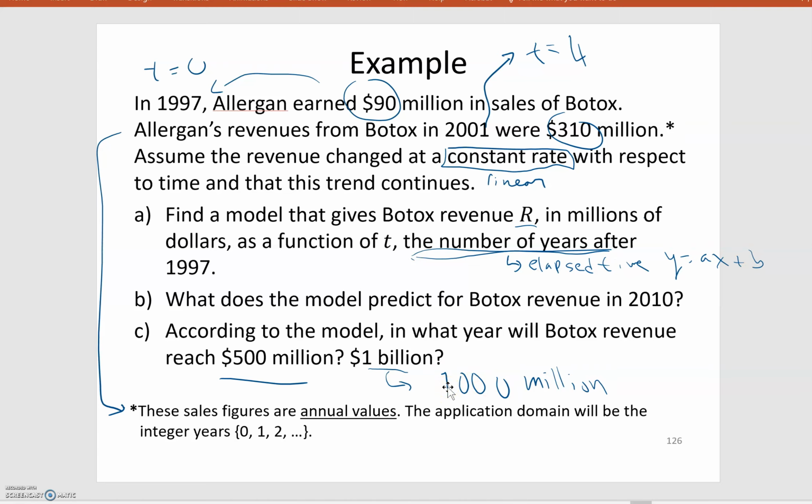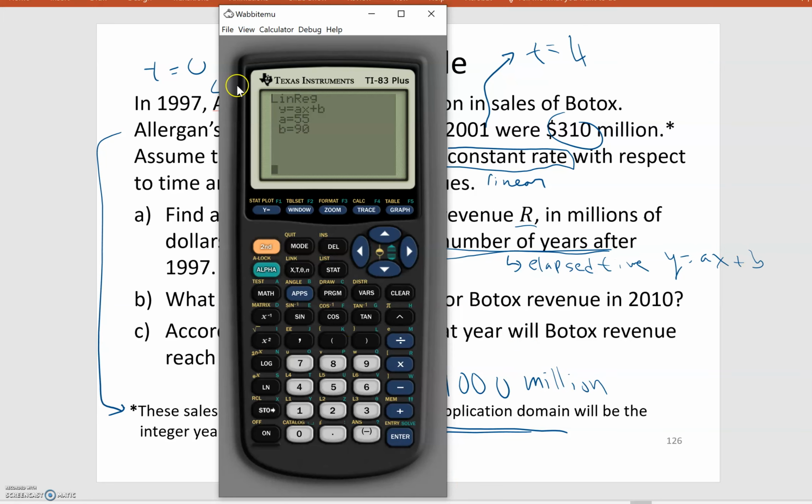Now, normally you would do a problem like this just using calc-intersect, but given that we have this kind of weird application domain, it's actually going to be better for us to use the table here, and let's talk about why. So let me pull this up.